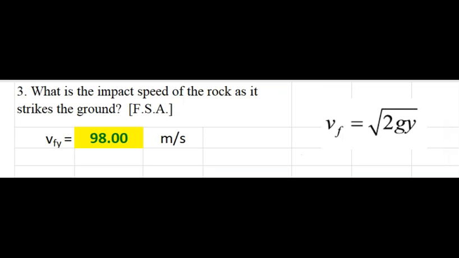In question 3, they ask you, what is the impact speed of the rock as it strikes the ground? We know that the impact speed comes from Formula 5, and we solve for V final. Since the V0 is 0, it cancels out of the equation, and you're left with the square root of 2 times gravity times the height from which it fell. And we know that that was 490 meters times 2 times 9.8. Square root that, and you get 98 meters per second impact speed.